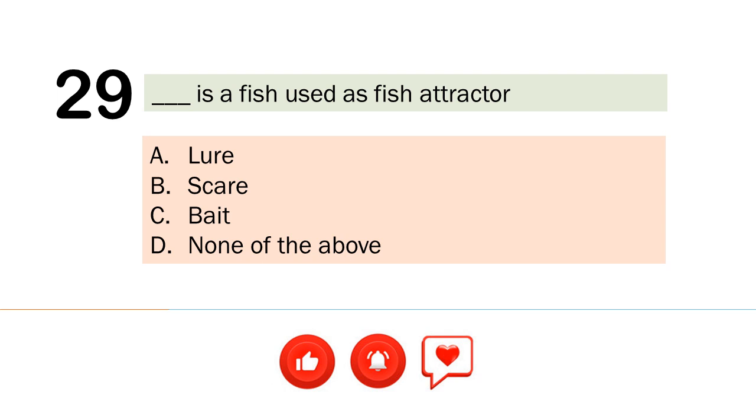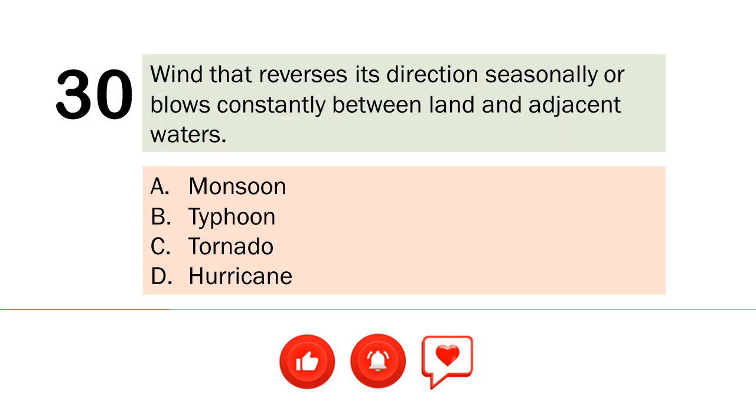Question number 29. Blank is a fish used as fish attractor. A. Lure. B. Scare. C. Bait. D. None of the above. The correct answer is letter C. Bait.